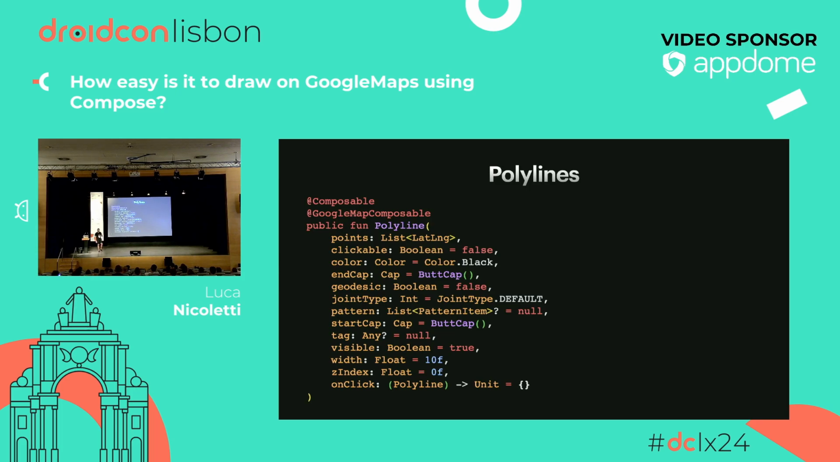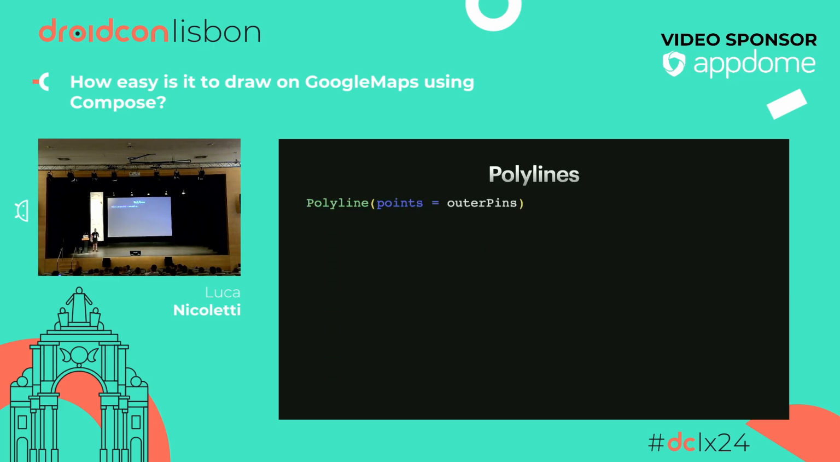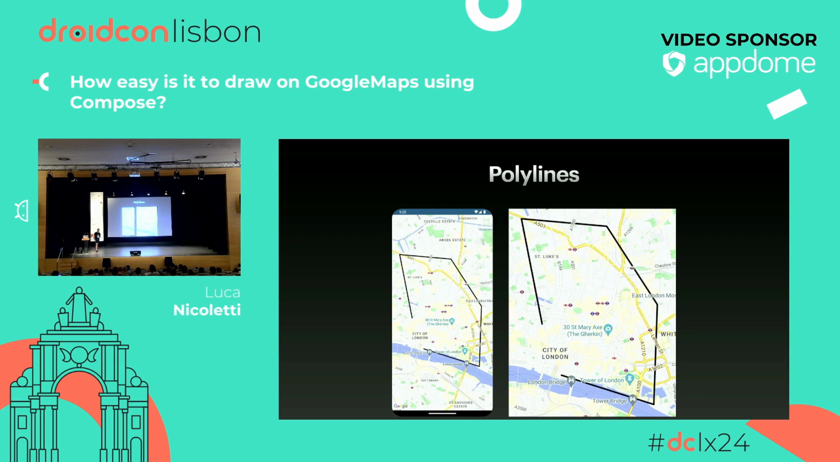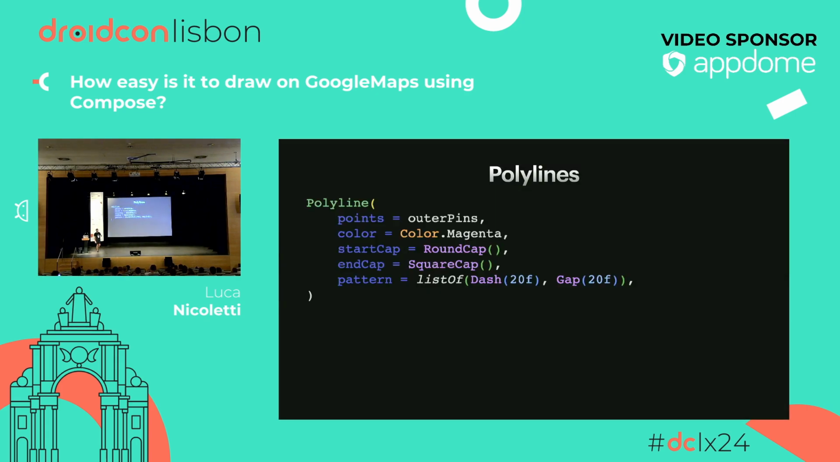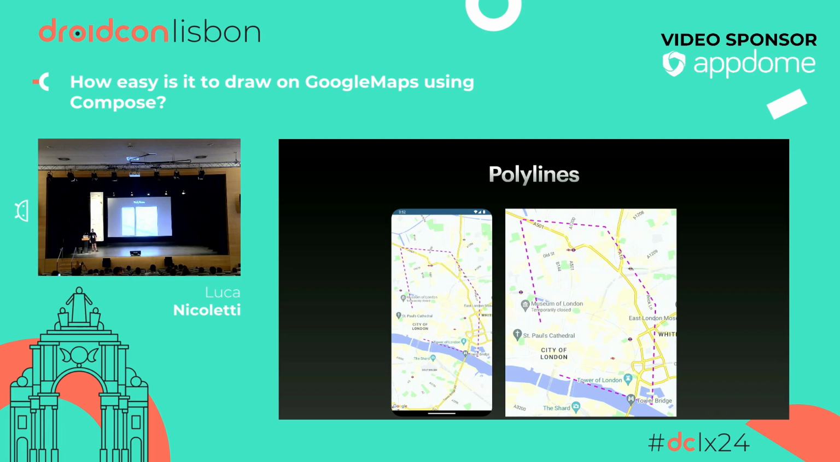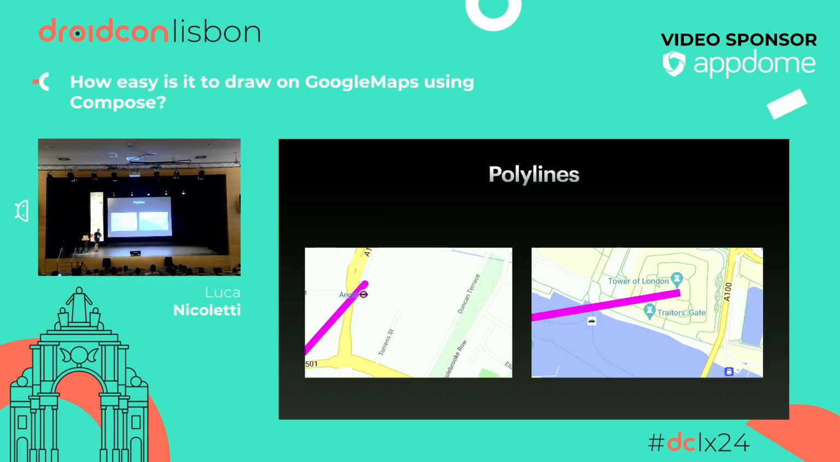Polylines are basically the same as far as parameter list. Again, the points is the only one required, and the default implementation is a black line. We can tweak the color, the start cap and end cap, which we'll see in a moment, and then the pattern again. The pattern is applied on the entire polyline, and the start and end cap are those things at the very last point, where the first and the last point in the list are.